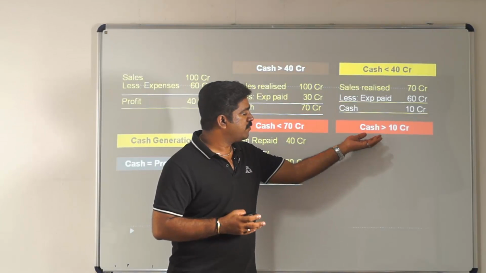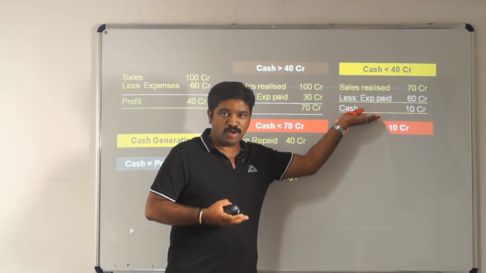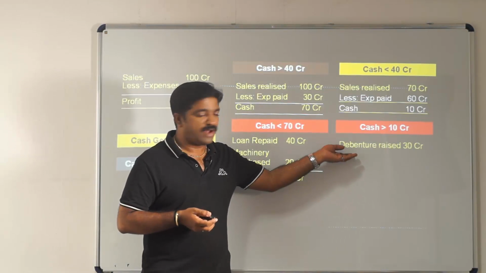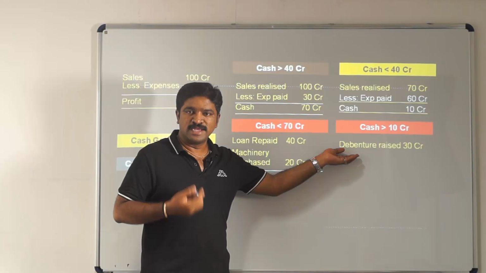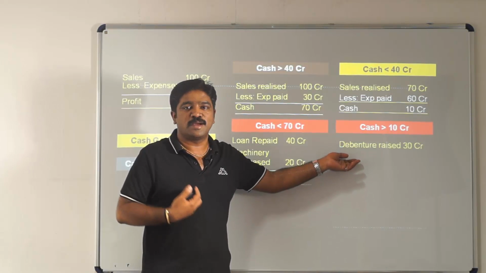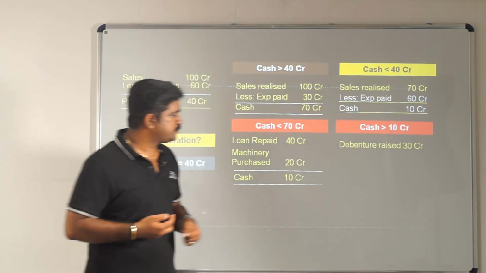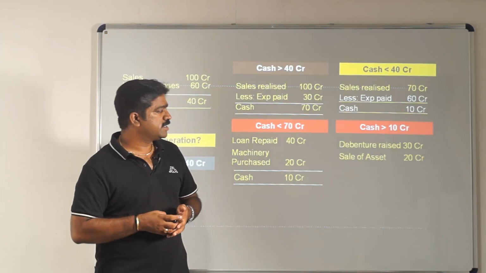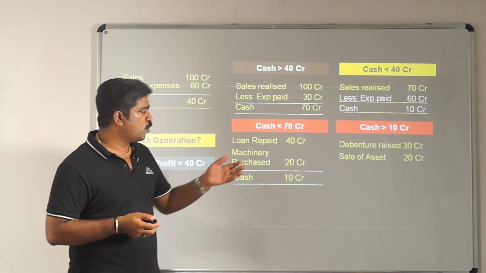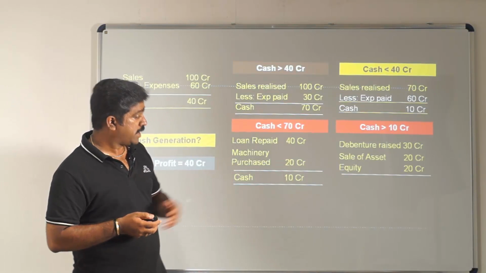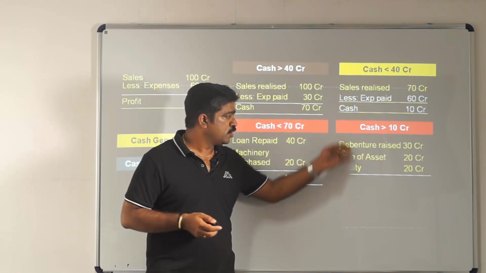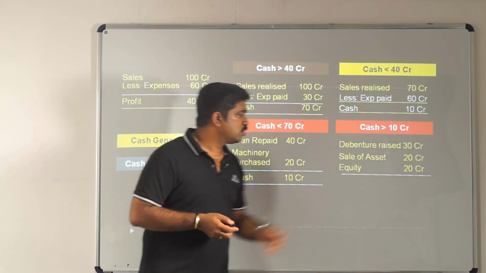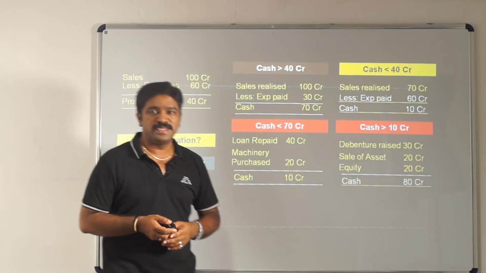And here we can have examples where the cash balance can go above 10 crore. Maybe a company raises funds by way of debenture, money is coming in. It is not coming in through income. It is rather coming in through liability. It's 30. And say they are selling an asset and raising 20 crores. They're also raising equity of 20 crore. So 20, 20, 40, 70. Already they have a cash of 10. So what is the total position now? 80, 50 crore.